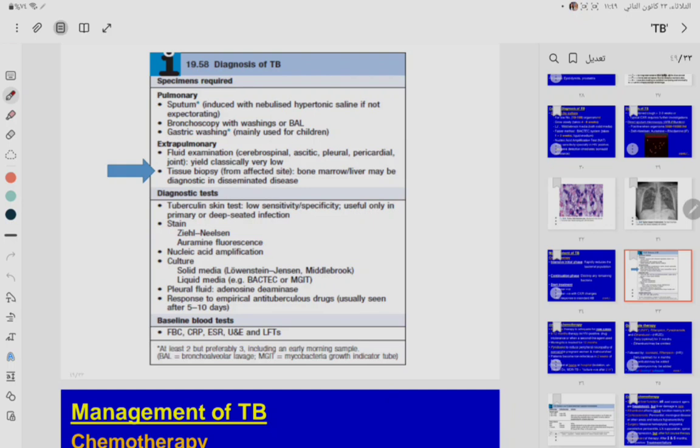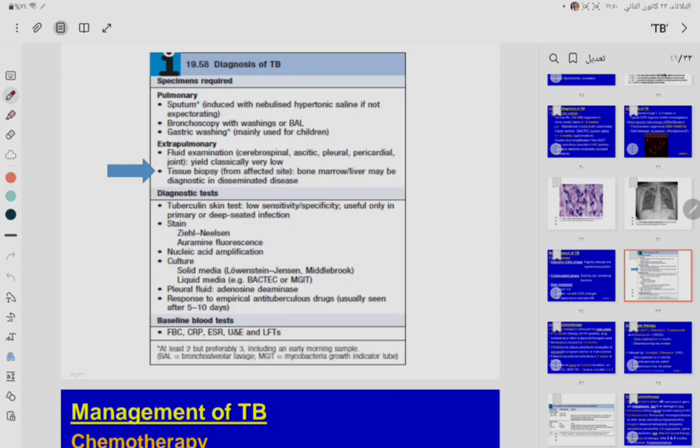Diagnostic test: the tuberculin test, PPD, Mantoux test, whatever you want to call it. They give 0.1 ml intradermally of tuberculin purified protein derivative, then we read it after 72 hours. Stains, Ziehl-Neelsen, nucleic acid tests, we mentioned that. Pleural fluid adenosine deaminase, which is specific. And the response is often 5 to 10.